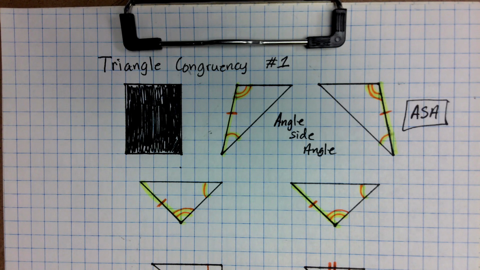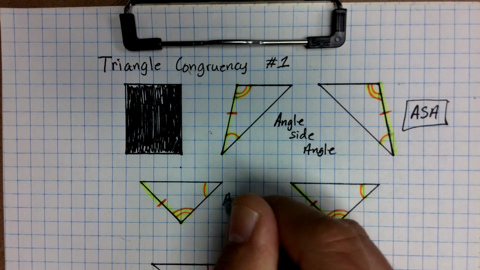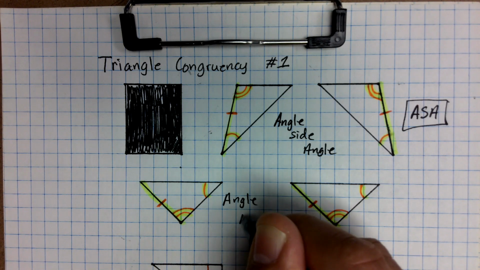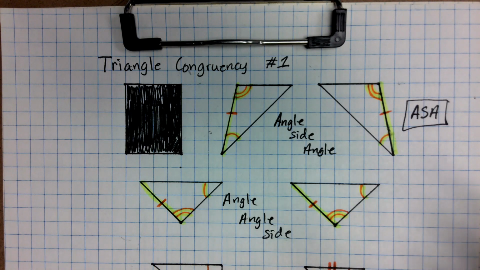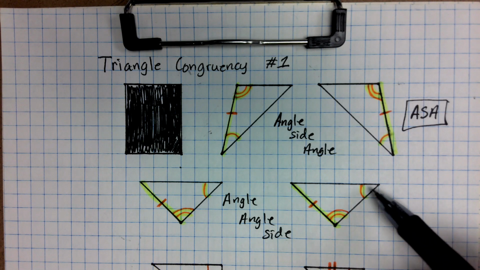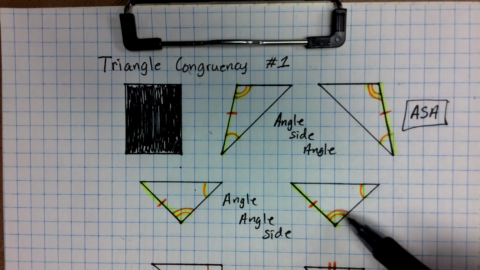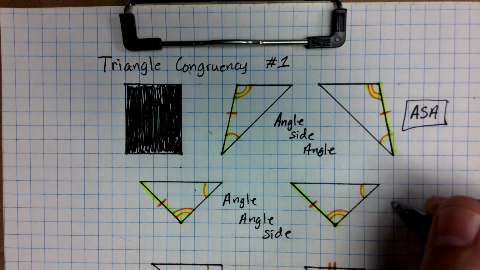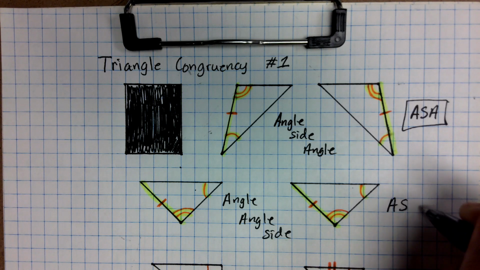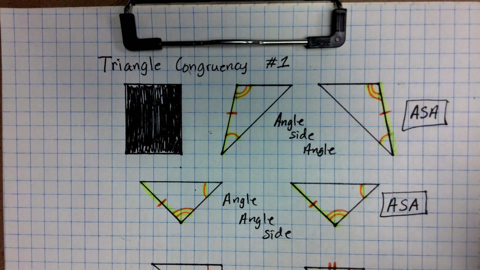And this one we actually call angle, angle, side congruency, because we have an angle that's the same on both, a second angle that's the same on both, and a side that's the same on both. And we can also use, for short, the acronym AAS, angle, angle, side.